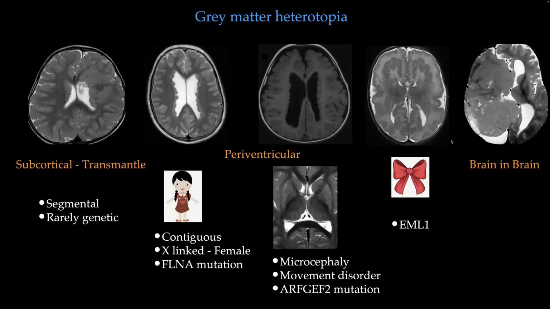So these are the different gray matter type heterotopias. Based on the location of involvement, they can be subdivided into subcortical, transmantle, periventricular. If seen in girls, it can be linked to the FLNA mutation. I think Eigen has a publication of a large series of patients with FLNA mutation, who can present with motor disorders and have ARFGEF2 mutations. A ribbon-like pattern can be seen in EML1, and a brain-in-brain pattern can also be demonstrated.